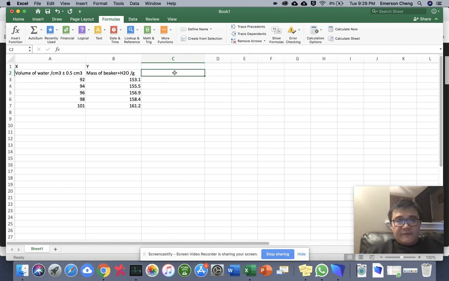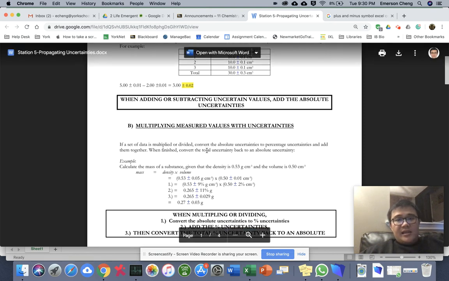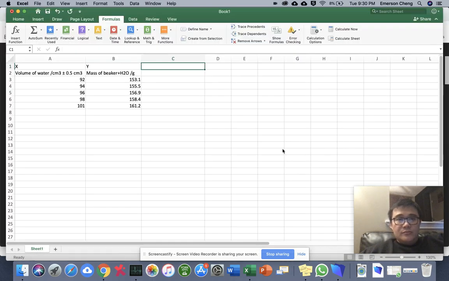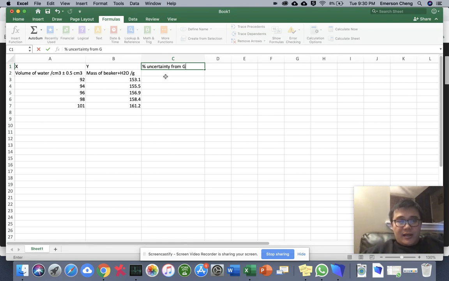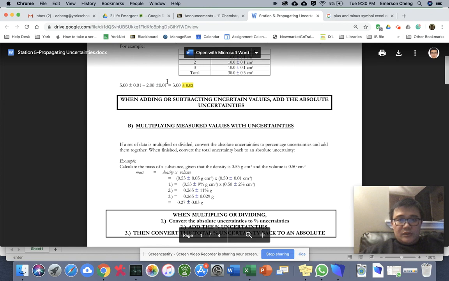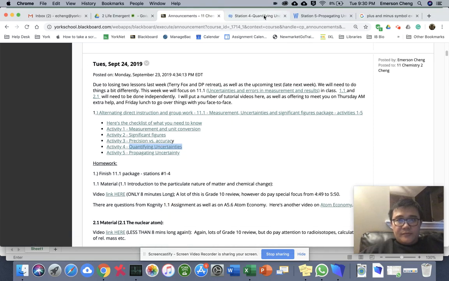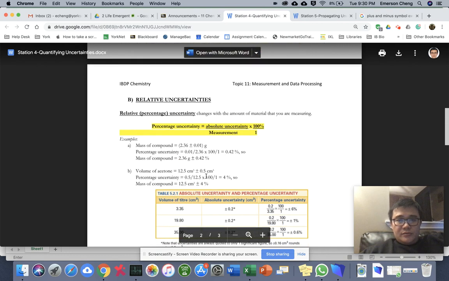If you look back at this, you have to convert the absolute uncertainty to percentage, add them together, and then convert the total uncertainty back to absolute uncertainty. So let's use this column of percentage uncertainty from the graduated cylinder. I'm just going to use this third row of data. If you look back at this note on percentage calculation, percentage is absolute uncertainty divided by measurement times 100.